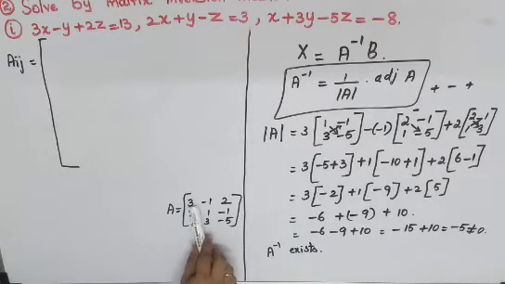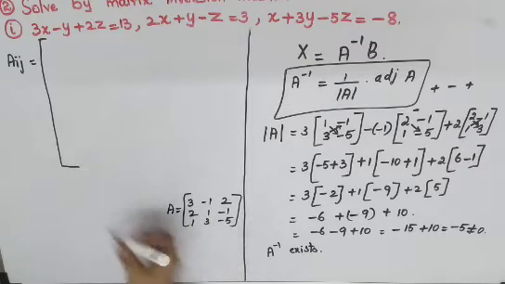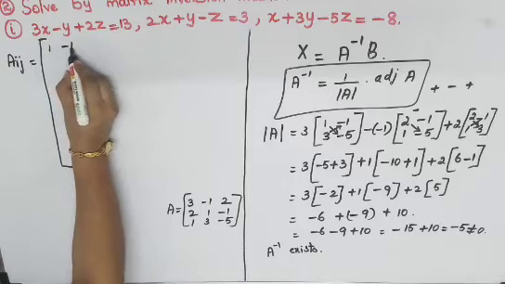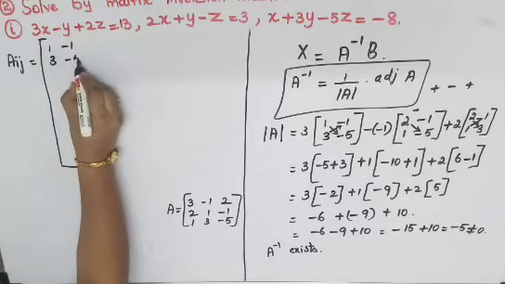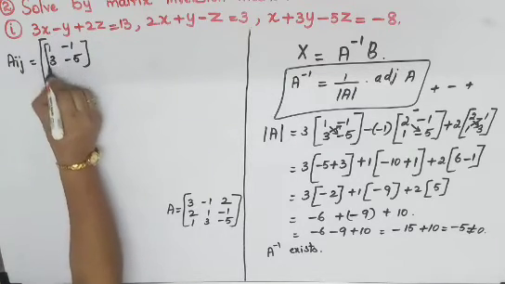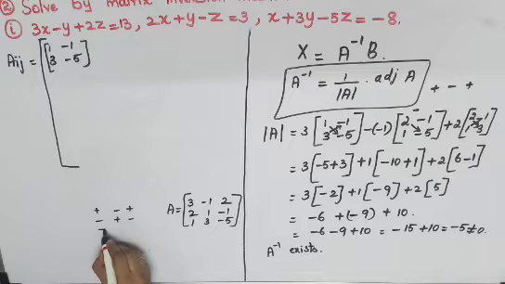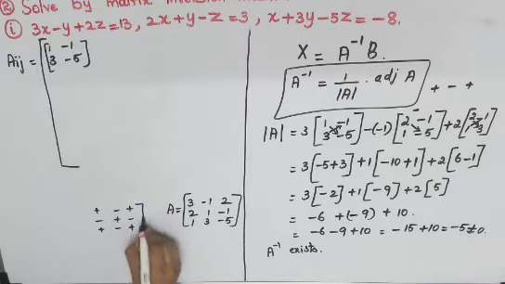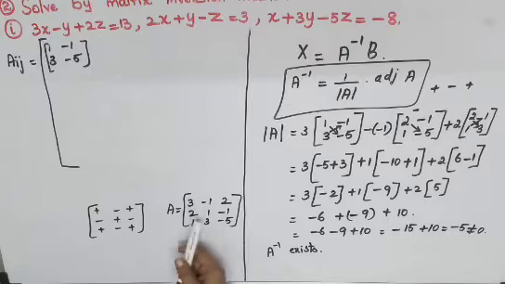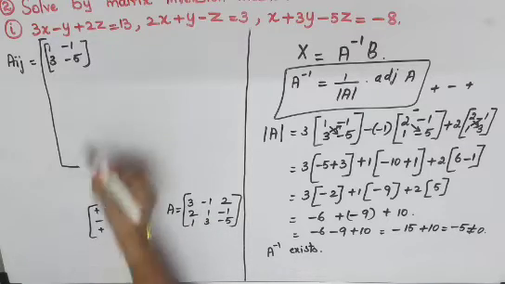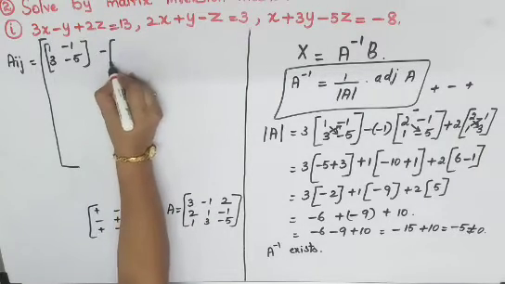The minor of 3: remove that row and column. So 1 minus 1, 3 minus 5. You have a format over there: plus minus plus, minus plus minus, plus minus plus. This format you will have to use for inserting the sign. Next is minus. Here also you will have to write minus, open your bracket.